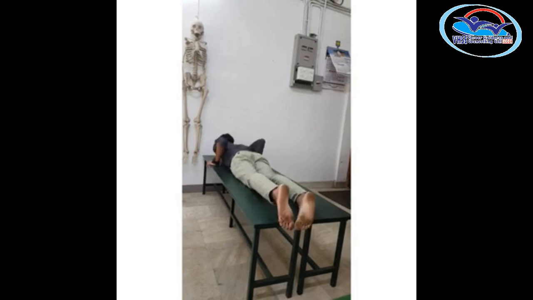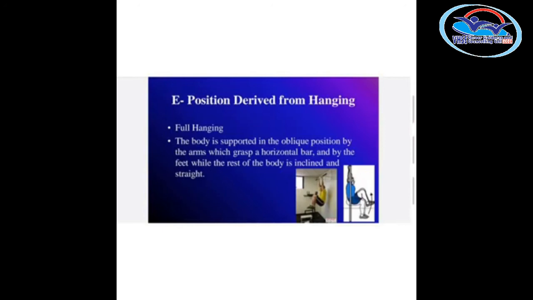Now we will go to hanging. Next and last one is position derived from hanging. Full hanging. The body is supported in the oblique position by the arms, which grab a horizontal bar, and by the feet, while the rest of the body is inclined and straight.